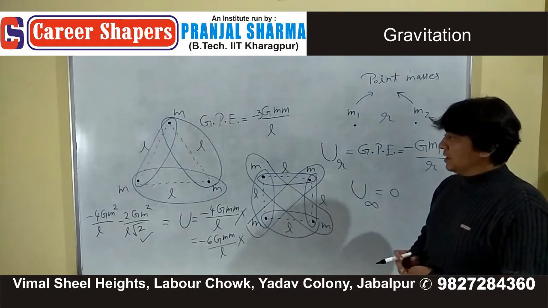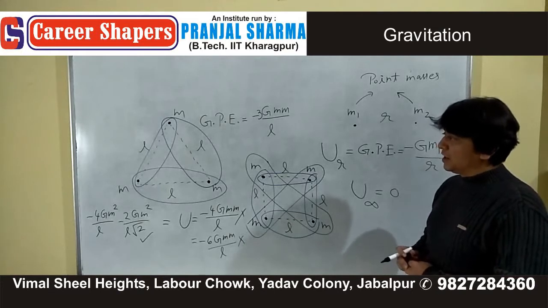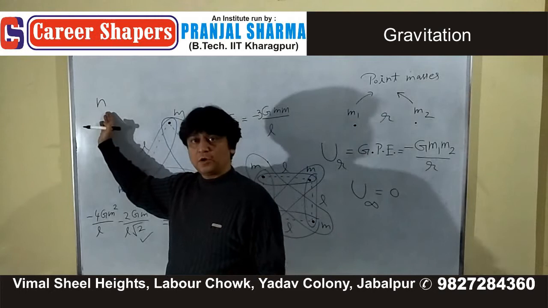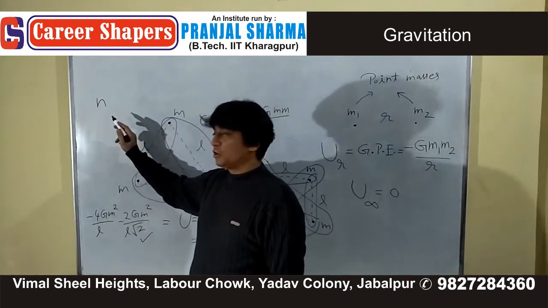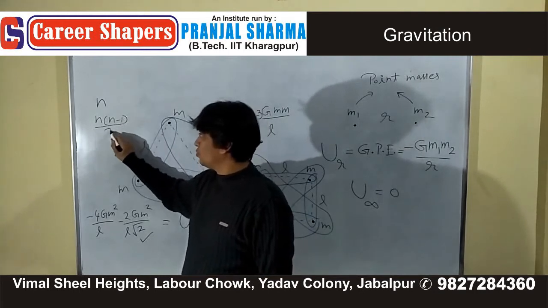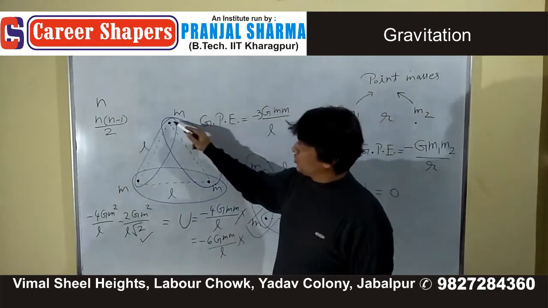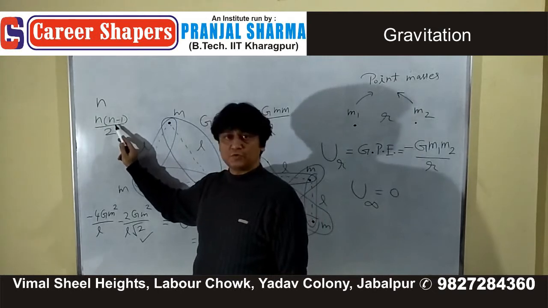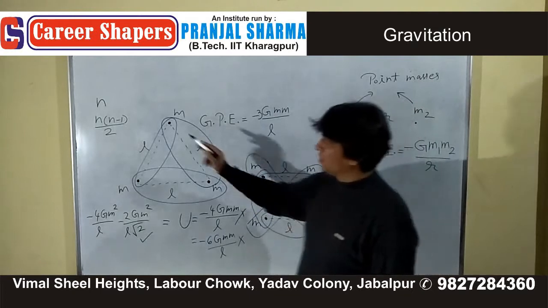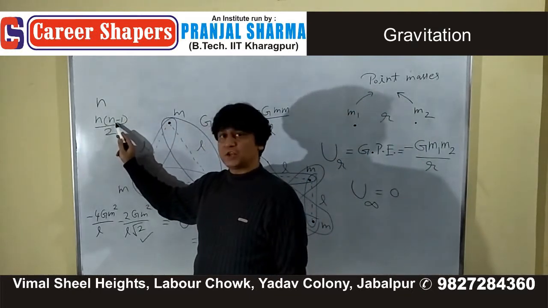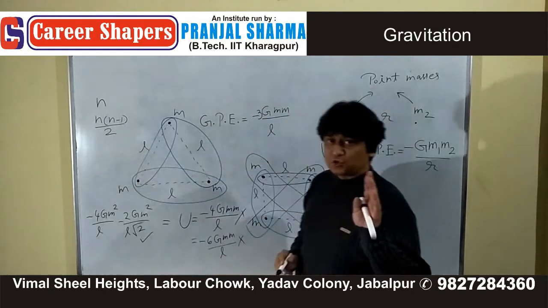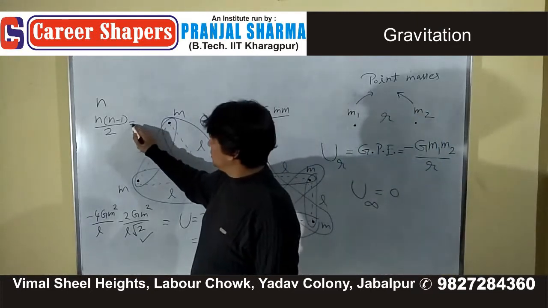Now, as a trick, just remember that if they give you n number of particles, n number of point masses, then you must have n into n minus 1 divided by 2, these many pairs. When we had 3, this is 3 into 3 minus 1, which is 2. That is, total number is coming what? 3. When you've got 4 particles, your n is what? 4. This is 4. This is 4 minus 1, 3. 4 divided by 2, that is 2 into 3. It's coming what? 6.